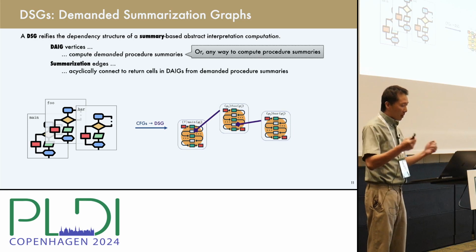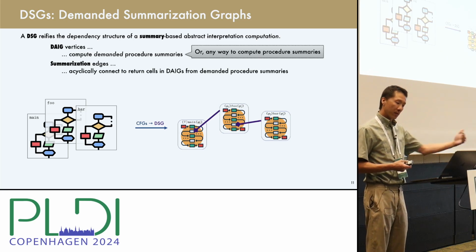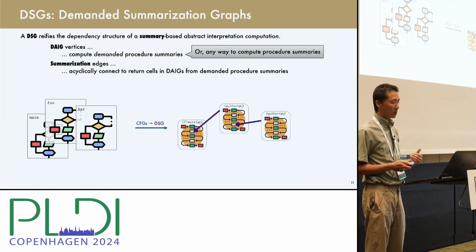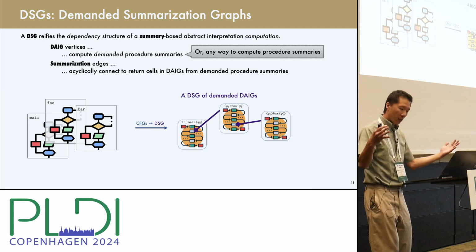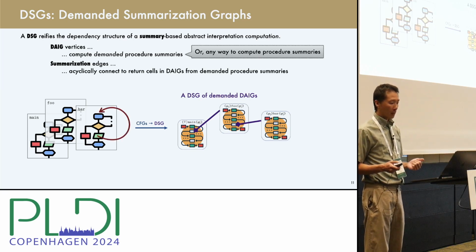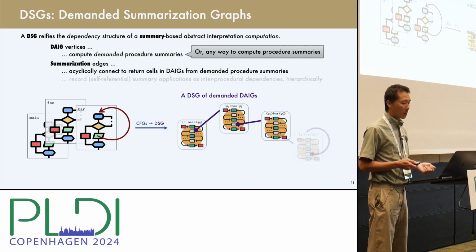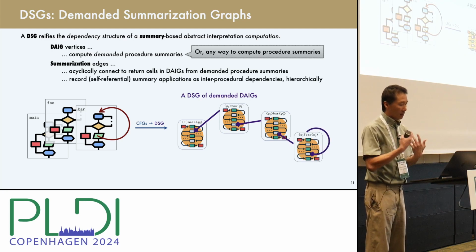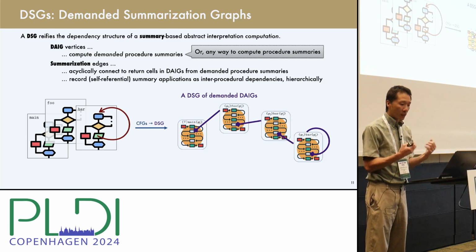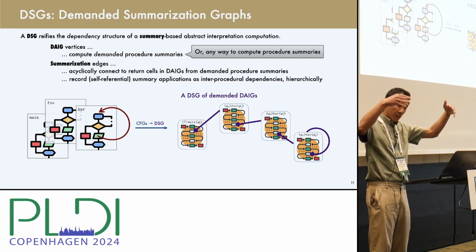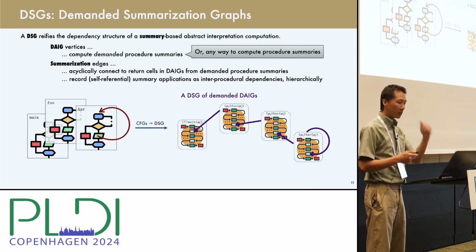Now, what a DSG represents is summarization edges that connect the return cells, the DAGs that need to use procedure summaries, with the procedure summaries that we demand. So then the overall structure is a DSG of demanded DAGs. Now, if we have recursion in bar in our program, then we record some sort of self-referential summary applications as interprocedural dependencies, but because of this hierarchy of DSG and DAGs underneath, we maintain the acyclicity invariant. Okay, so let me illustrate that.